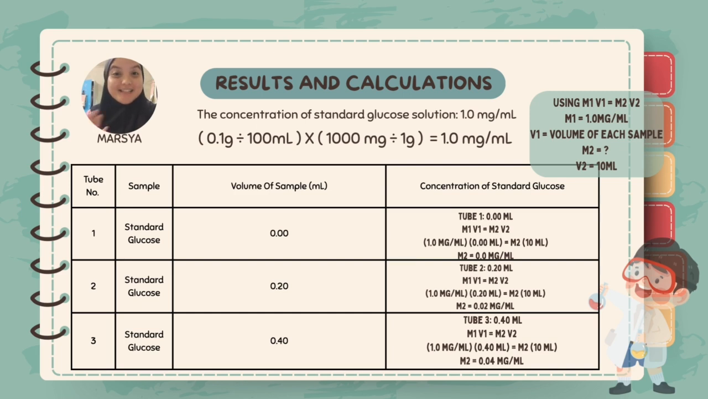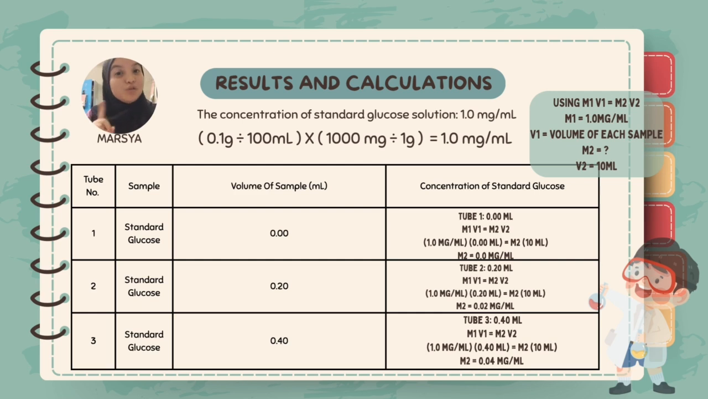Now, let's look at the results and calculation for tubes 1 to 3. We are preparing different concentrations of standard glucose solution from an original stock concentration of 1.0 mg per ml. The formula used is M1V1 equals M2V2, where M1 is the initial concentration, which is 1.0 mg per ml. V1 is the volume of the stock solution used. V2 is the final volume, which is fixed at 10 ml. M2 is the final concentration.